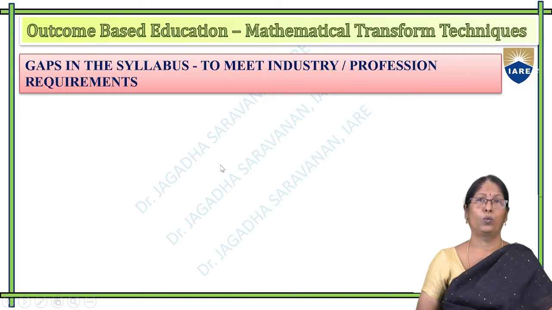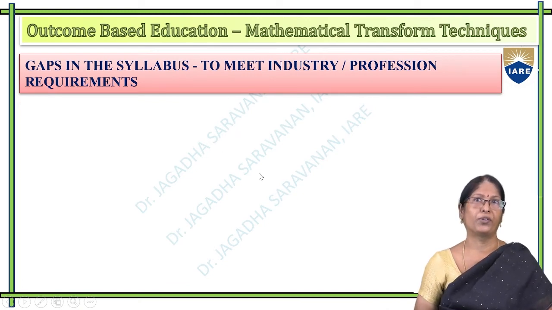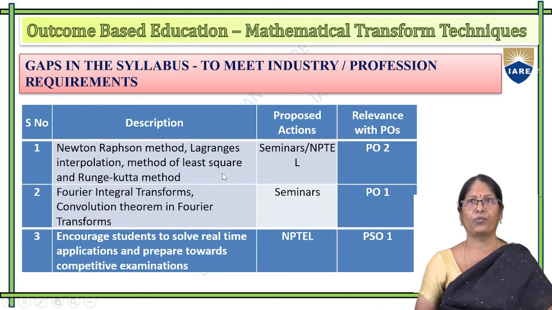So now, what are the modifications, the gaps in the syllabus that we can address? The complete syllabus of mathematical transform techniques covers Laplace transform, Fourier transform, multiple integrals, vector differential calculus and partial differentiation. If numerical methods are missing there, we can better include Newton-Raphson, Lagrange's interpolation, the method of least squares, that is if the points are scattered, to fit a curve, and the Runge-Kutta method.